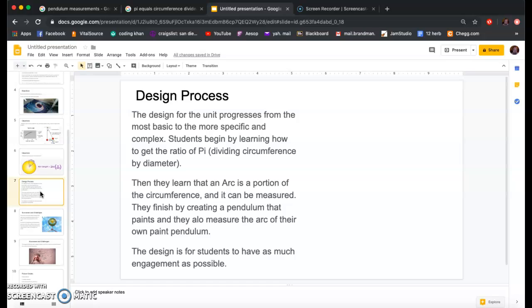So they start out learning pi, then they learn that the arc is a portion of the circumference, and then they learn how to measure the arc of their own pendulum while creating amazing art.